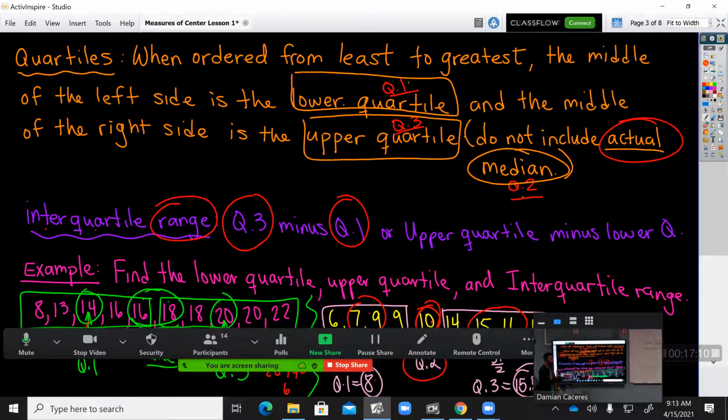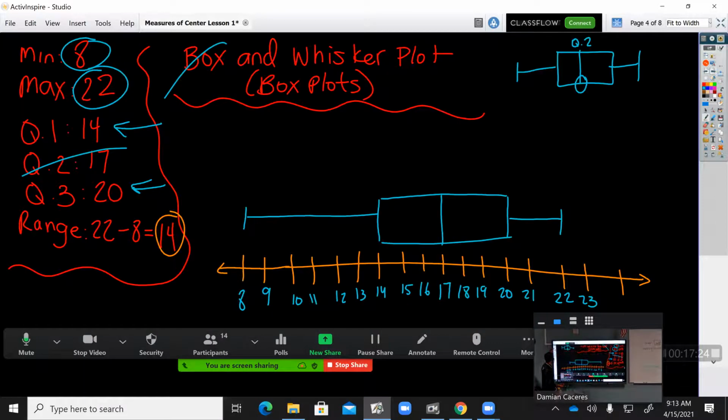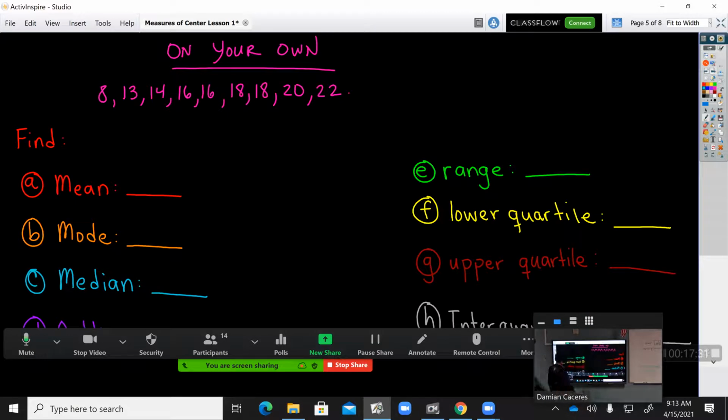Now, today I won't make you create a box and whisker plot during your classwork, but this is the information needed to create a box and whisker plot. So when we do it tomorrow, you already know how to calculate everything. Only thing missing would be just to draw the box and whisker plot like we just did here. All right, so on the next page, go ahead and try it. I'll give you a full 10 minutes. So at 9:23, I will review it.